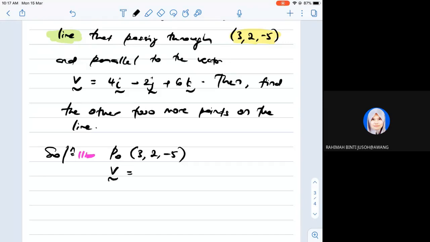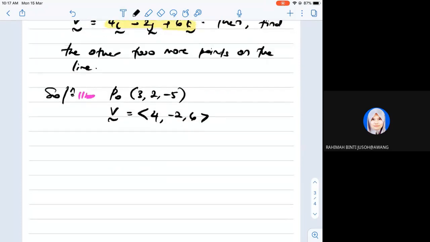Okay, so in this case, what is our parallel vector V? We have this one, right? Alright, so I will use the sharp bracket. Instead of having i, j, k, I like to use the sharp bracket. So, 4, negative 2, and 6.